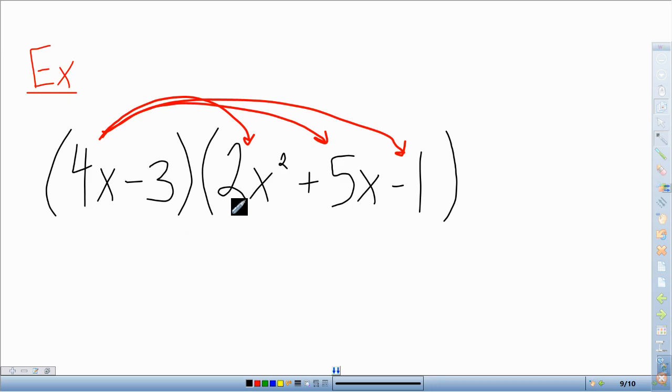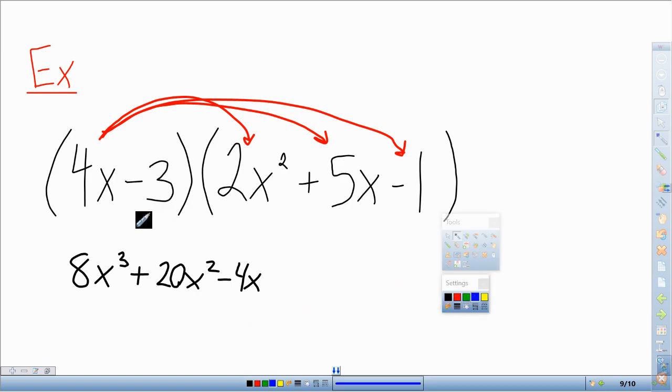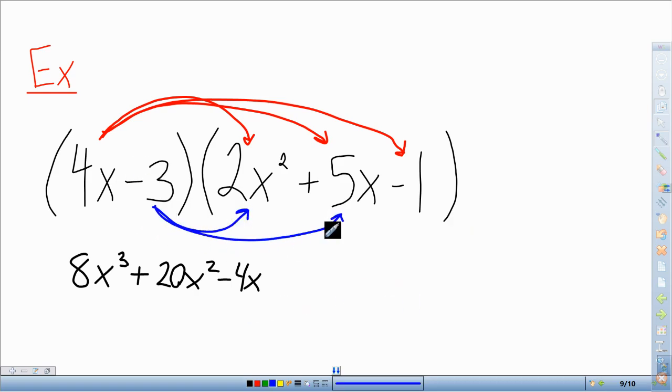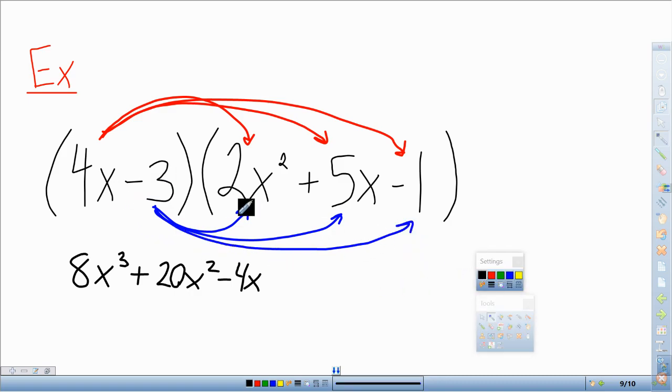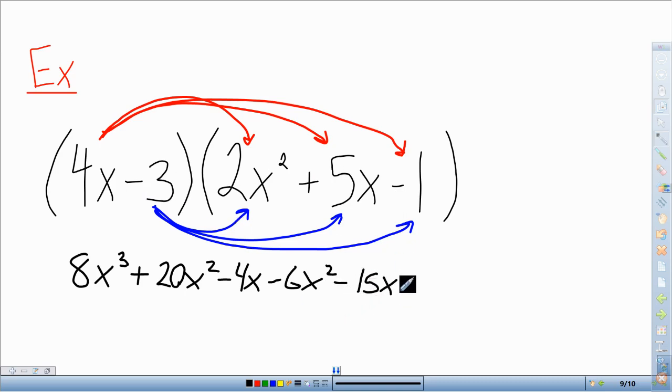Let's start with the 4x times the 2x squared. 4 times 2 is 8. x times x squared is x cubed. Moving on, 4x times 5x is a positive 20x squared. 4x times negative 1 is a negative 4x. Moving on to the next thing, I have a negative 3 that also needs to be distributed into the parentheses. So negative 3 times negative 2x squared is a negative 6x squared. Negative 3 times 5x is a negative 15x. Negative 3 times negative 1, positive 3.